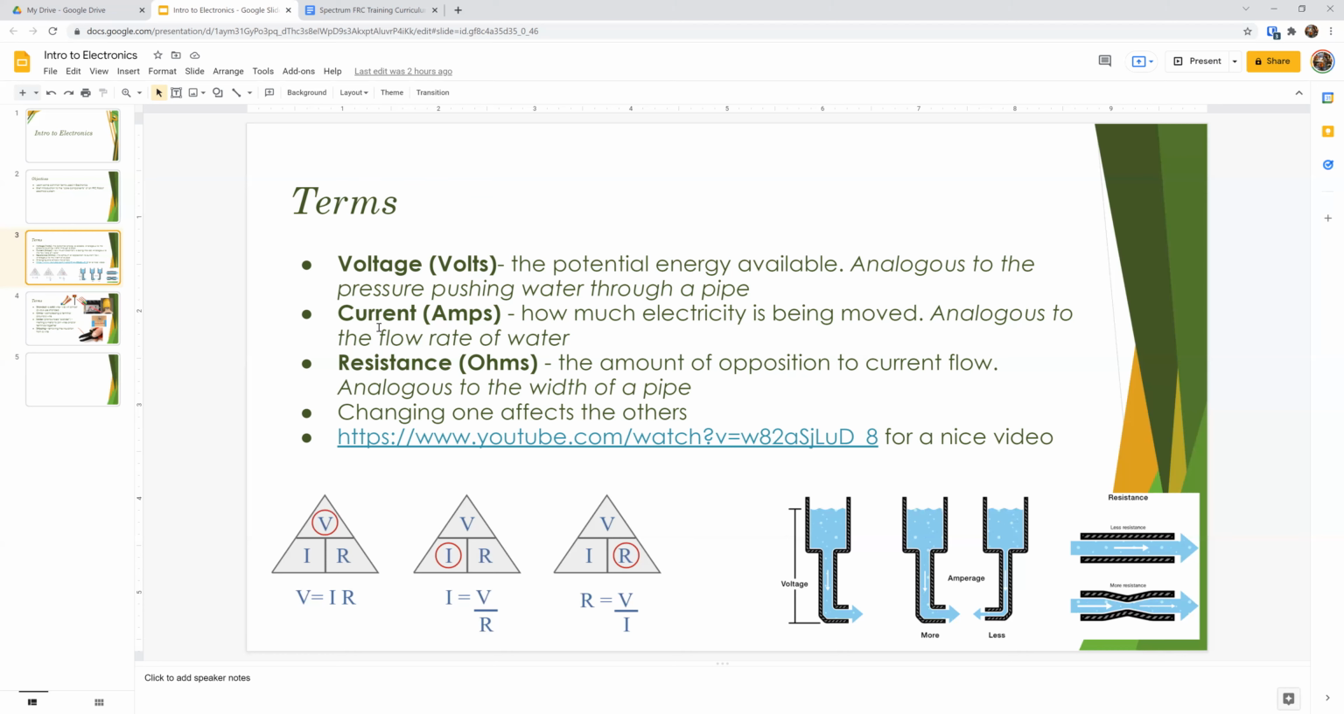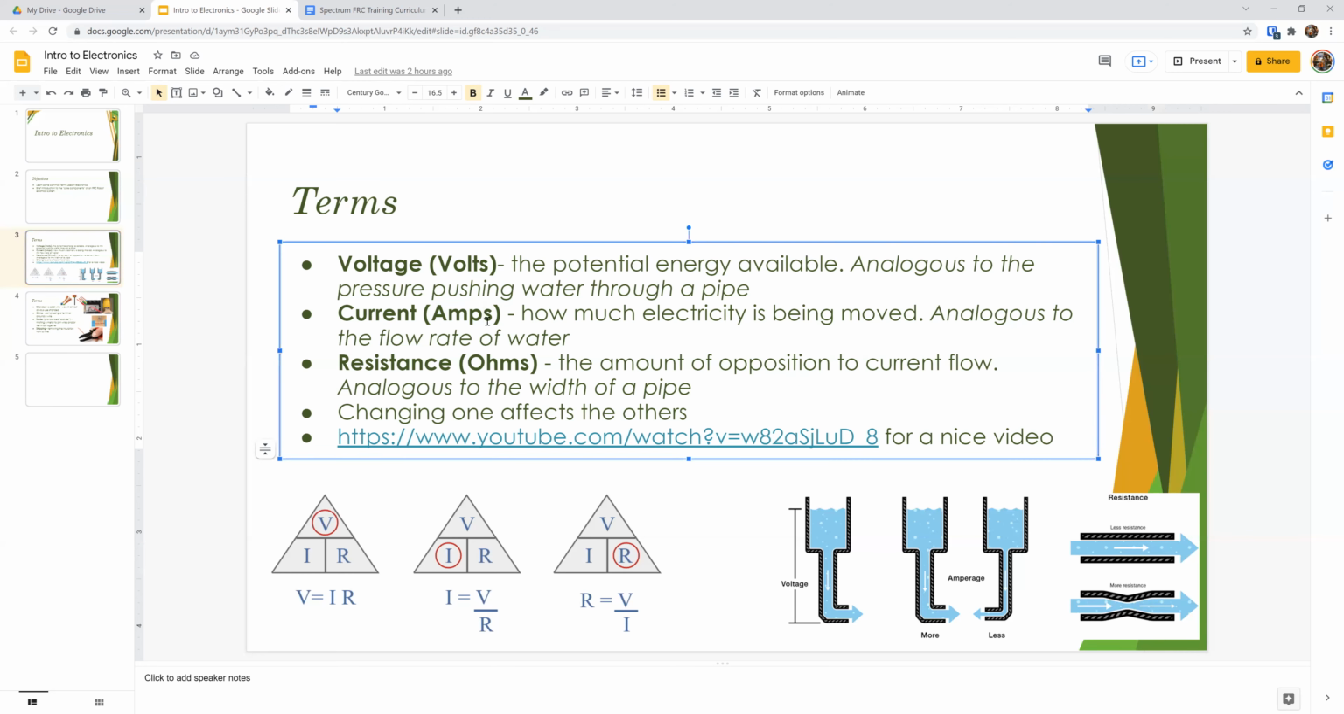And then current is a measure of how much electricity is being moved. You'll hear it referred to as amps or amperage. Oftentimes we'll also worry about milliamps. You guys are familiar with the SI system for milli and micro and all that, so milliamps are definitely something you'll hear about often. If we go back to our water example, that's the flow rate, how fast that water is moving. For current in electrical systems, it's how fast the electrons are moving.